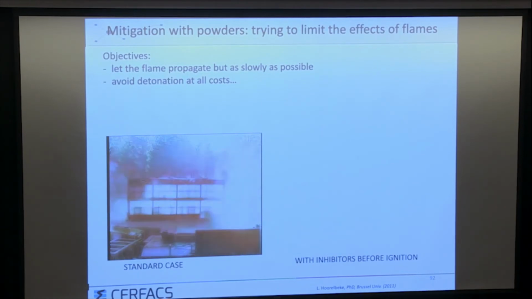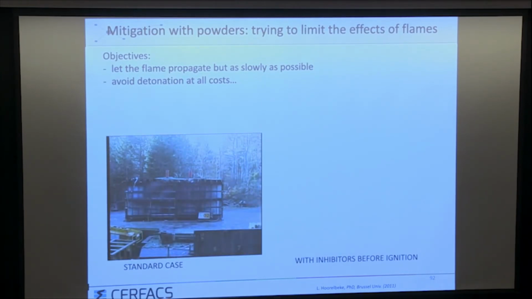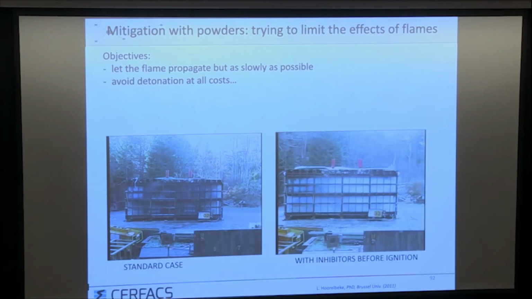Another solution is some kind of sprinklers, and Total in France is working on that. Here you have an example of an explosion in a building without powder. In the next one, you're going to see they added the powder. The powder acts as a sprinkler. It disperses powder everywhere so that when the flame propagates, it propagates more slowly and cannot go to detonation. So that works more or less.